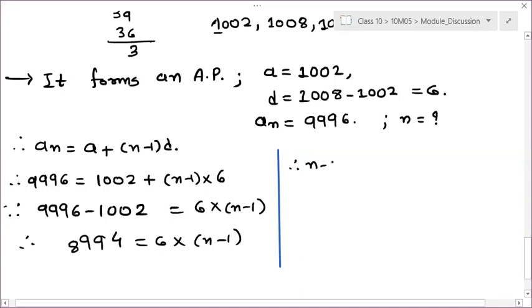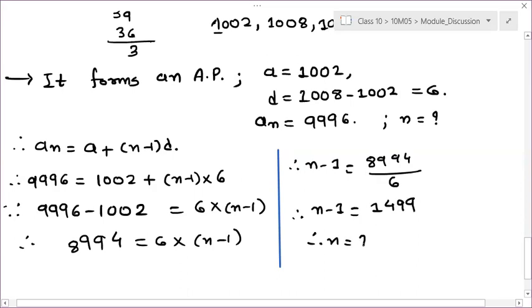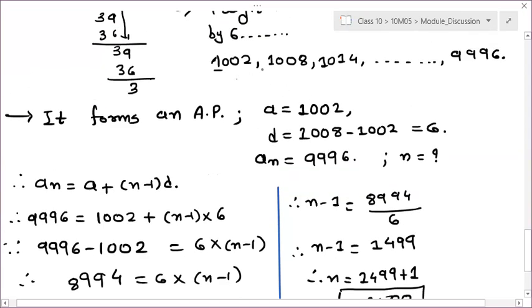So therefore n minus 1 is equal to 8994 divided by 6, right? So n minus 1 is equal to 6 ones are 6, 29, 6 fours are 24, 50, 6 fours are 24, right? Then 59, 6 nines are 54, right? Then 54, again 6 nines are 54. So therefore n is equal to 1499 plus 1, so it is 1500. So exactly this term is the 1500th term, right? This is the first term, second term, third term, like that. This is the 1500th term.